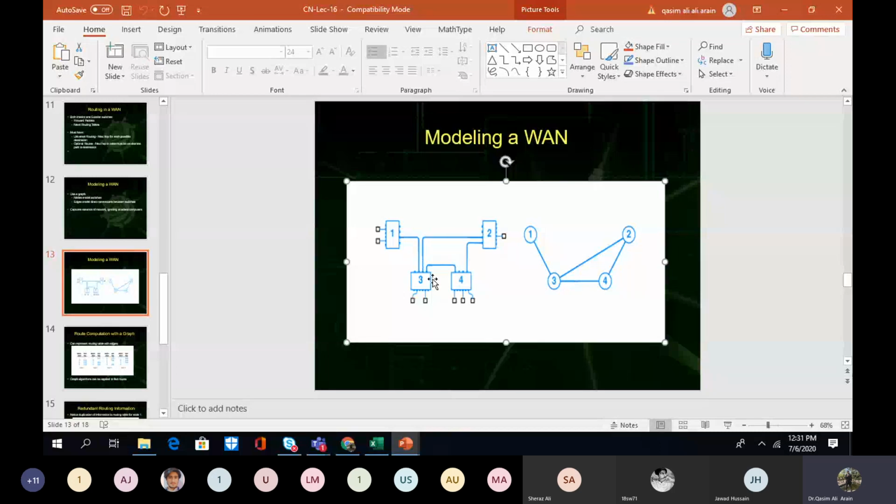In the same way, if you are talking about packet switch 4, packet switch 4 is being connected with only 2 packet switches. One is called packet switch 3, another one is called packet switch 2. So packet switch 3 and packet switch 2 are being connected with packet switch 4, right?